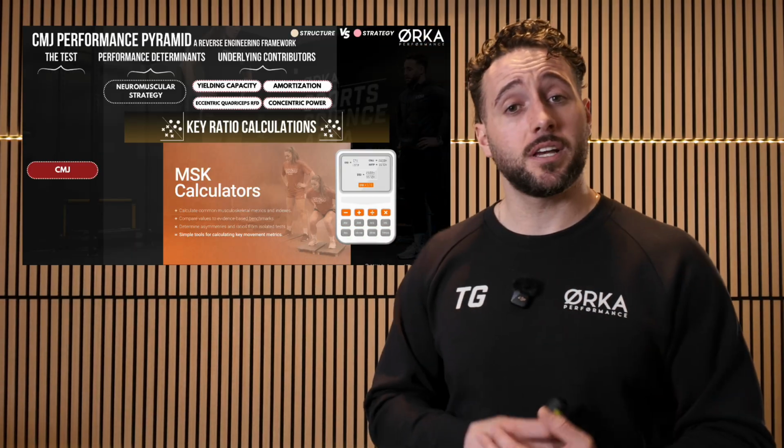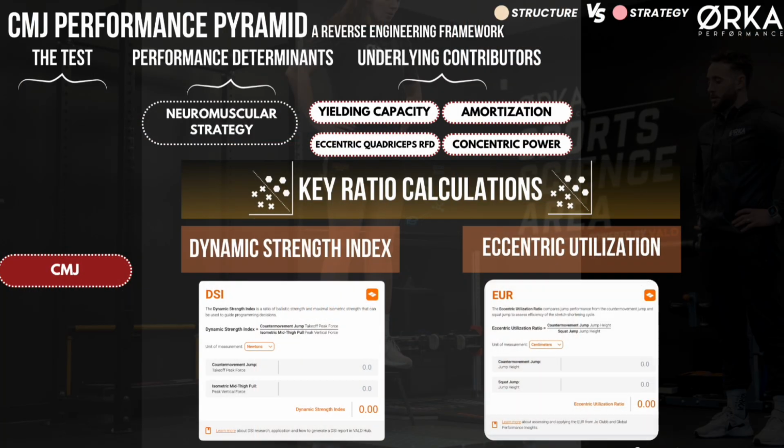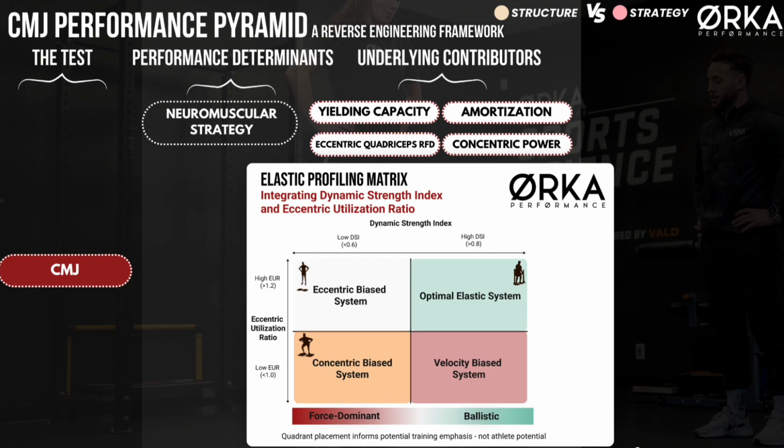And then through things like Vald's MSK calculators, we can actually, from a neuromuscular standpoint, get these key ratio calculations. So we could calculate through a counter movement jump and an isometric mid-thigh pull something like dynamic strength index, or through a counter movement jump and squat jump something like eccentric utilization ratio. And through this, we can start to actually create these matrices or profiles for our athlete where it's going to tell us whether our athlete is more force dominant or more ballistic, how they're utilizing that elastic system.